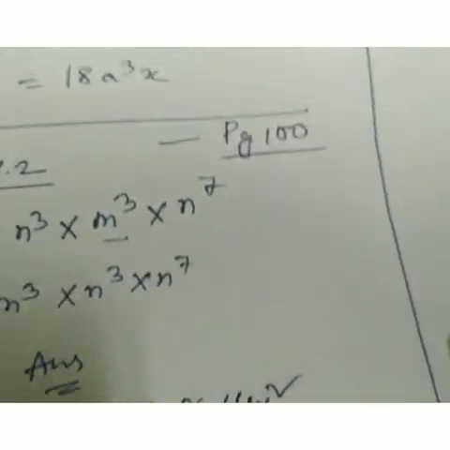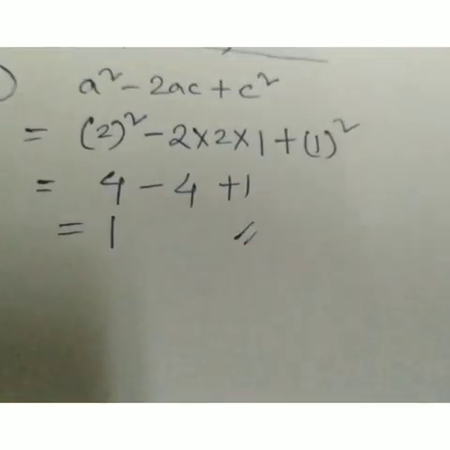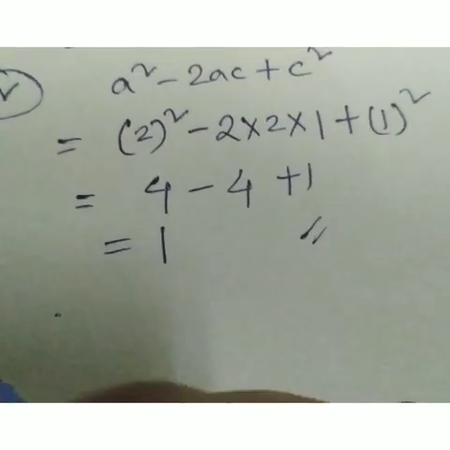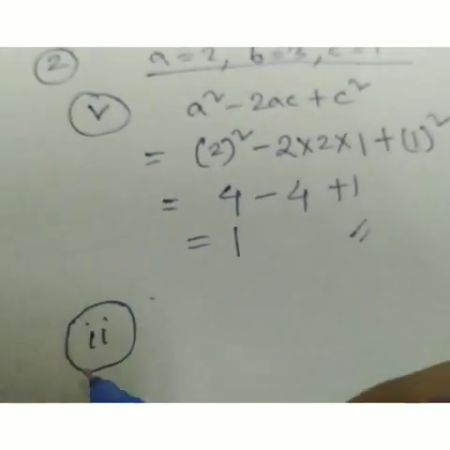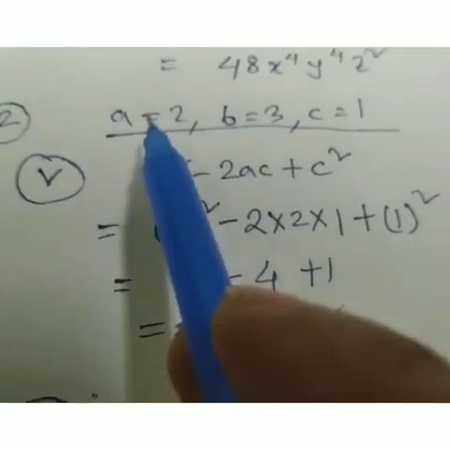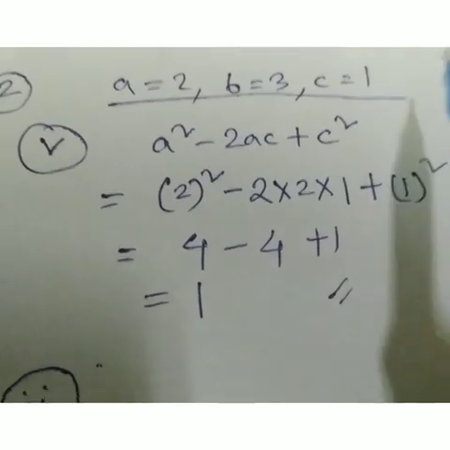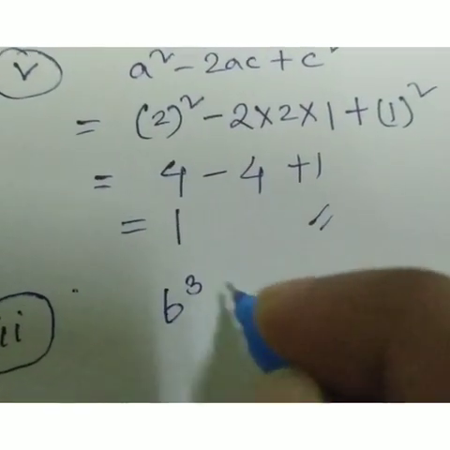Now let's try another one from number 2. So these are actually from 2. Number 2 has these conditions in all the problems: a equals 2, b equals 3, c equals 1. So the expression is b cube plus c cube.